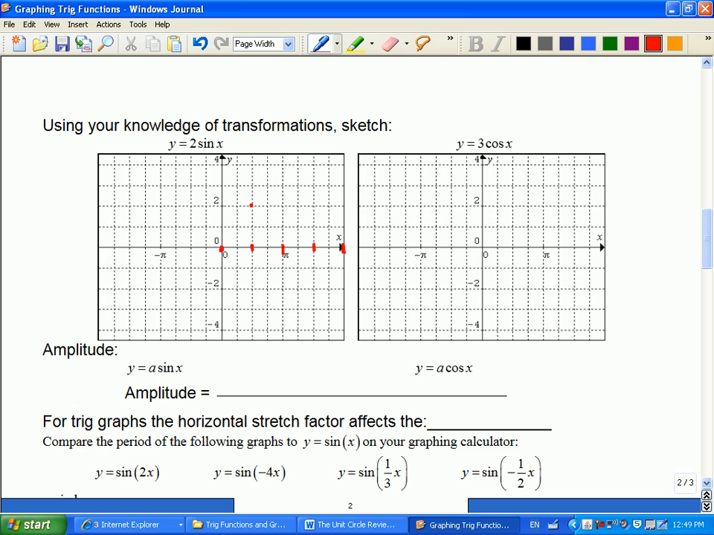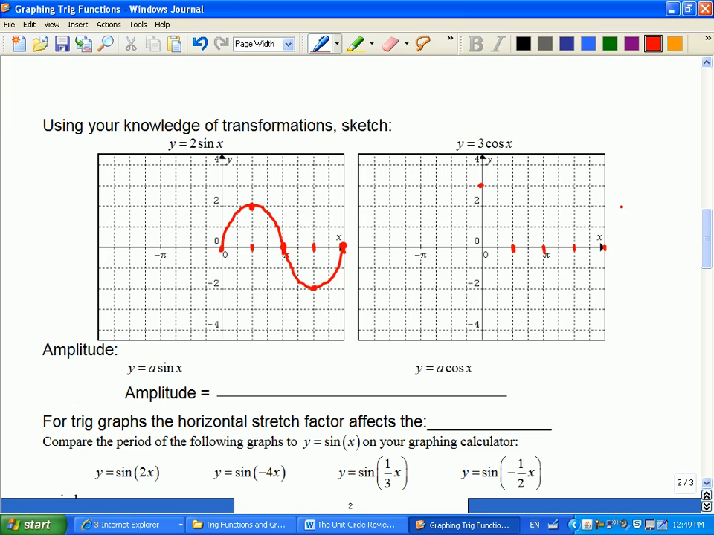So that's going to be the maximum. Back to the center, down to the minimum, back to the center. So it should look like this, going up as high as 2, going down as low as -2, about like that. And in the next graph, it starts at its maximum. The maximum is normally 1, but it's been tripled, so its maximum is going to go all the way up to 3. Equal quarters again.